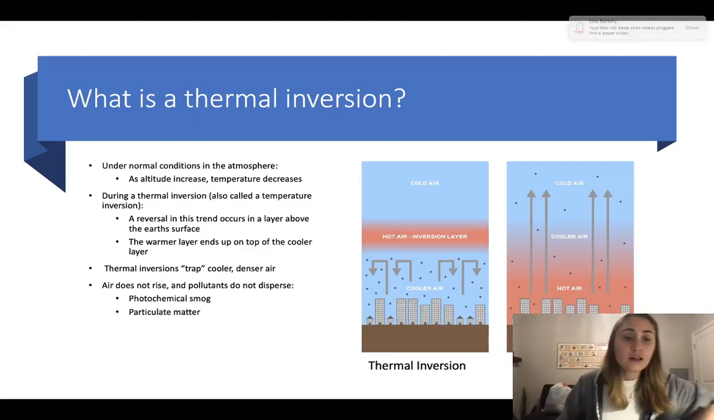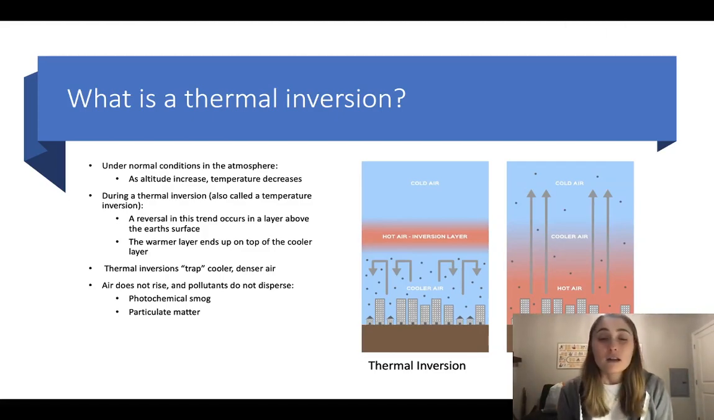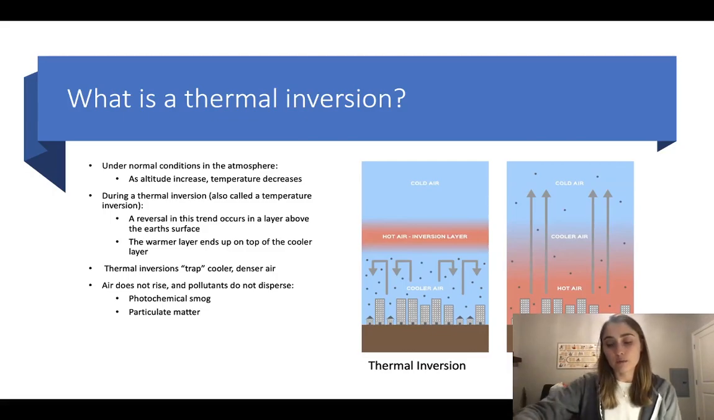So this is largely problematic for collecting large amounts of pollutants in one area really close to the city. And this is really problematic for things like photochemical smog, because we know the precursor to things like photochemical smog is nitrogen oxide. This allows for an abundance of nitrogen oxide and in turn, a large collection of photochemical smog.